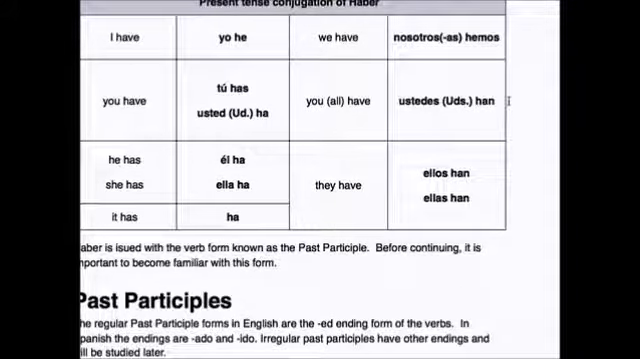You guys have spoken? Ustedes han hablado. They have spoken? Ellos han hablado. Everybody has spoken? Todos han hablado. Nobody has spoken? Nadie ha hablado. Nobody is speaking? Nadie está hablando. Nobody is speaking. Nadie está hablando.